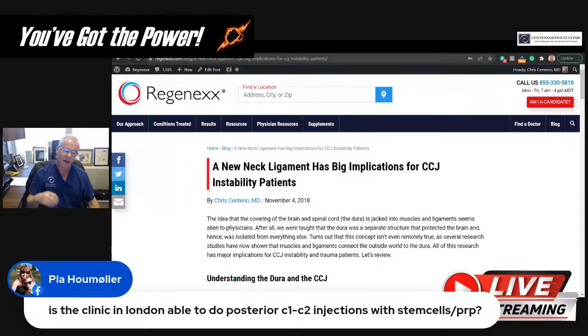Number one, are they doing this 20 to 40 times a year? Number two, do they have a digital subtraction angiography package on that fluoro machine? Those are the two things to know.